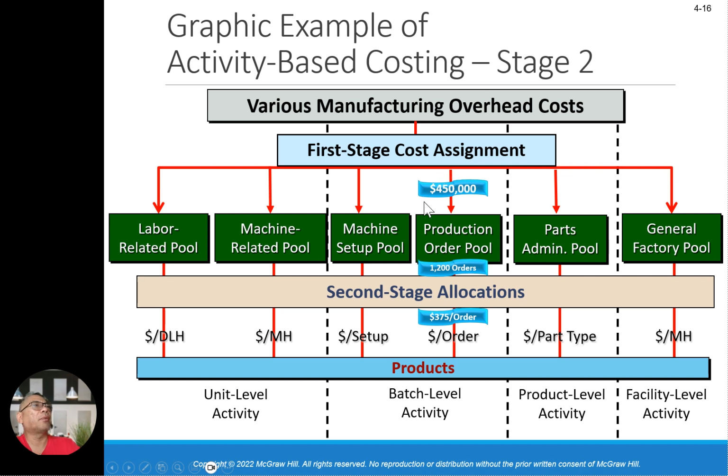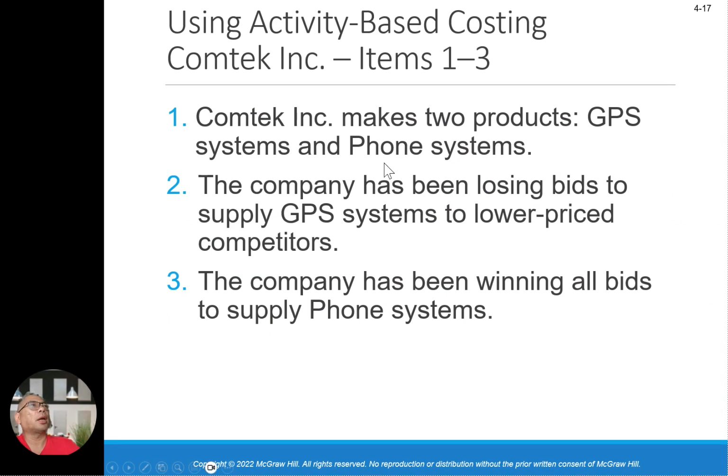Example here, 450,000, 1,200 orders, 375 per order. Comtech makes two products, GPS system and phone system. Example, activity costing of two products, and the company has been losing bids to supply GPS systems to lower price competitors. The company has been winning all bids to supply phone systems. So there are two issues: GPS they are losing, but winning on the phone system.